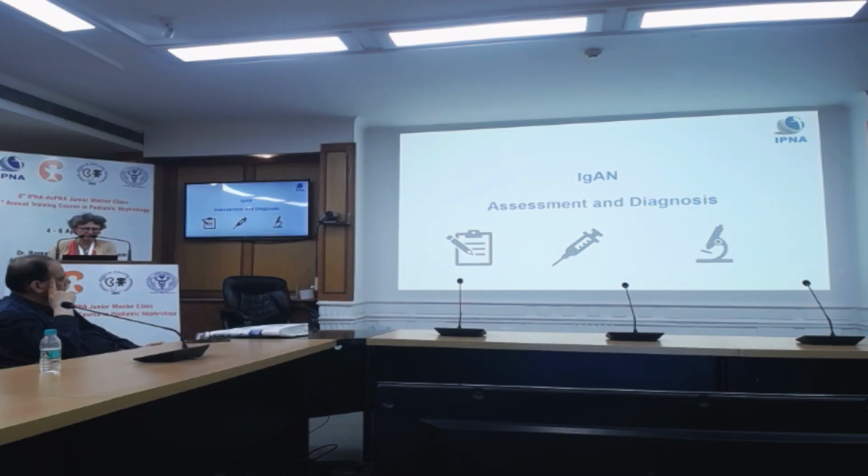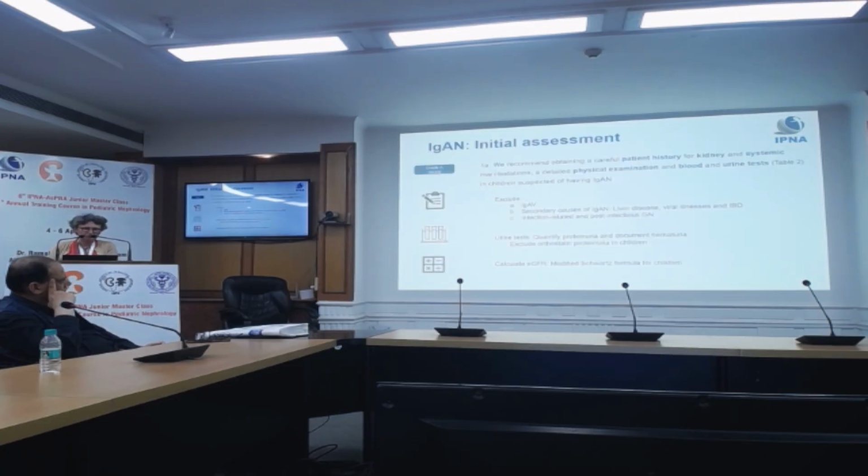So in terms of assessment and diagnosis, we have a patient coming in and we need to assess him or her to understand whether or not he has IgA nephropathy. So we need to take a careful patient history. We need to check for both kidney and systemic manifestations, a detailed physical examination and blood and urine tests.